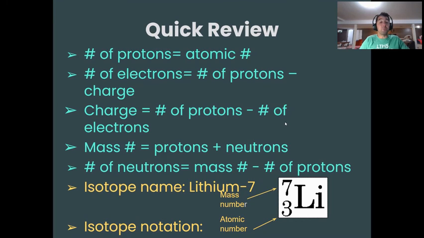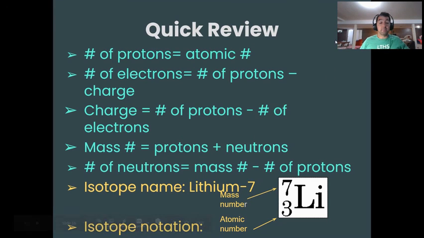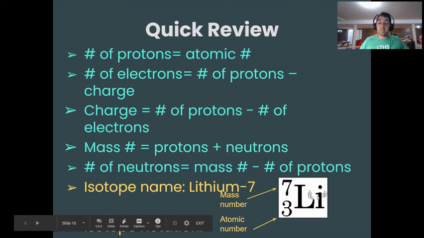Now, to find the number of neutrons, we would take the mass number, which again is the top left number up here, and subtract the protons from it, and we get neutrons. And again, to write the isotope name, we use the mass number. So for this one, it's lithium, so we write the name lithium and then a dash and the mass number. And then this again is the isotope notation. And that is it.